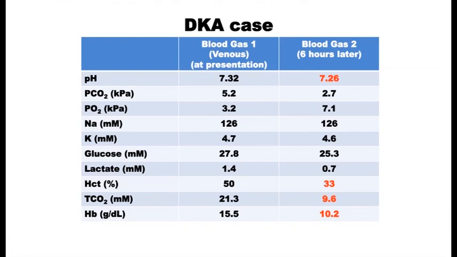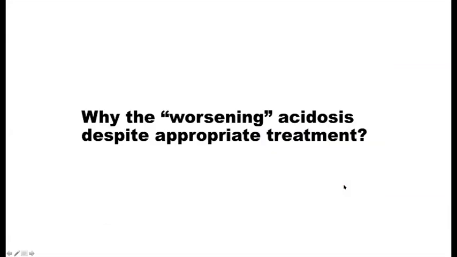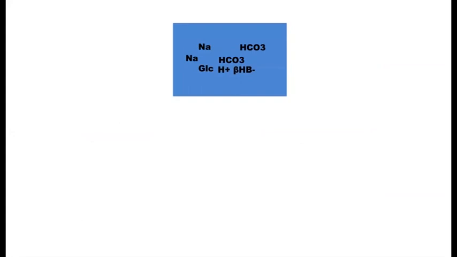However, they managed the patient with IV fluids, and a blood gas was repeated 6 hours later. As you can see here, after 6 hours of fluid, the pH dropped to 7.26. And as I can point out here, the bicarb dropped to just under 10. And as you can see, the hematocrit and hemoglobin concentrations dropped dramatically. So we were asked why the worsening acidosis despite appropriate treatment. So I've made this animation to explain the pathophysiology behind this.